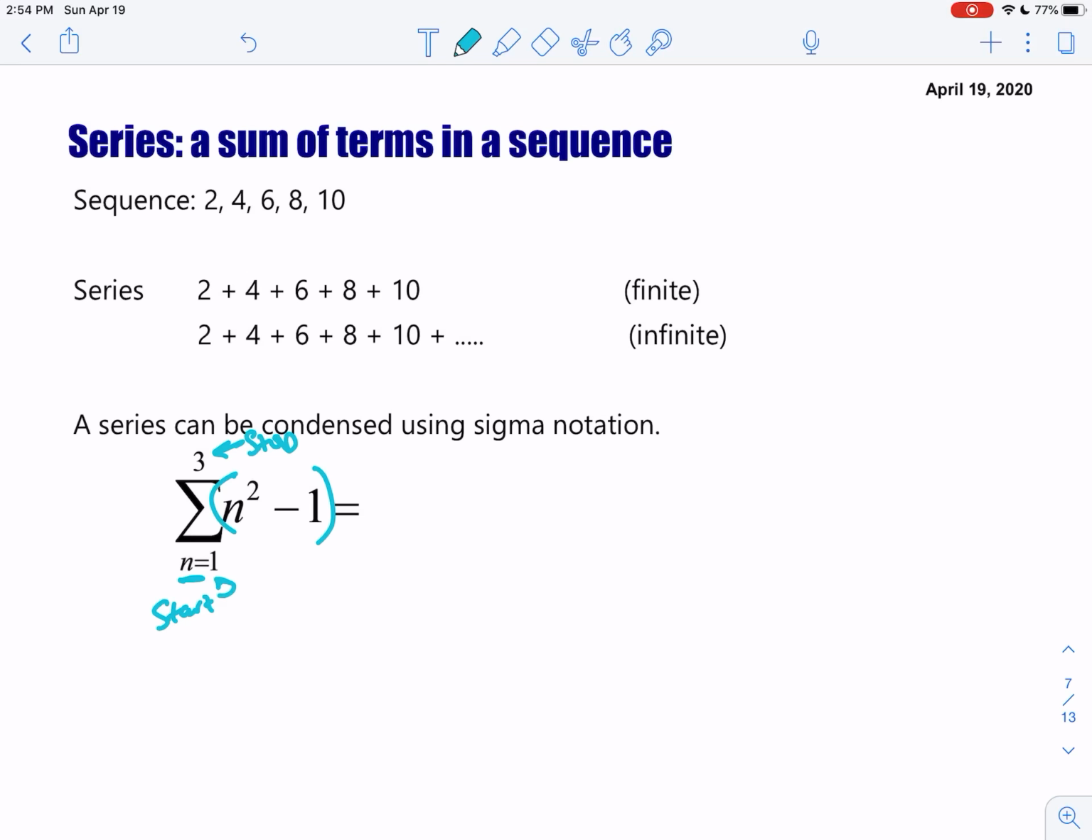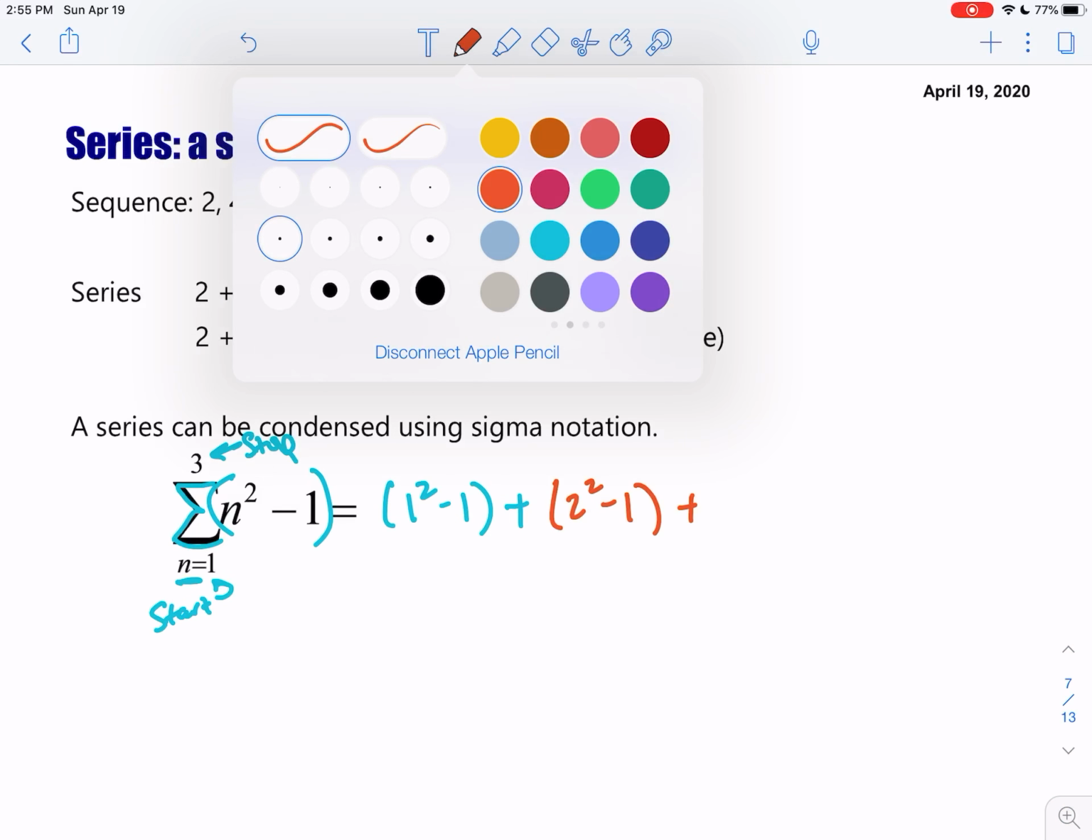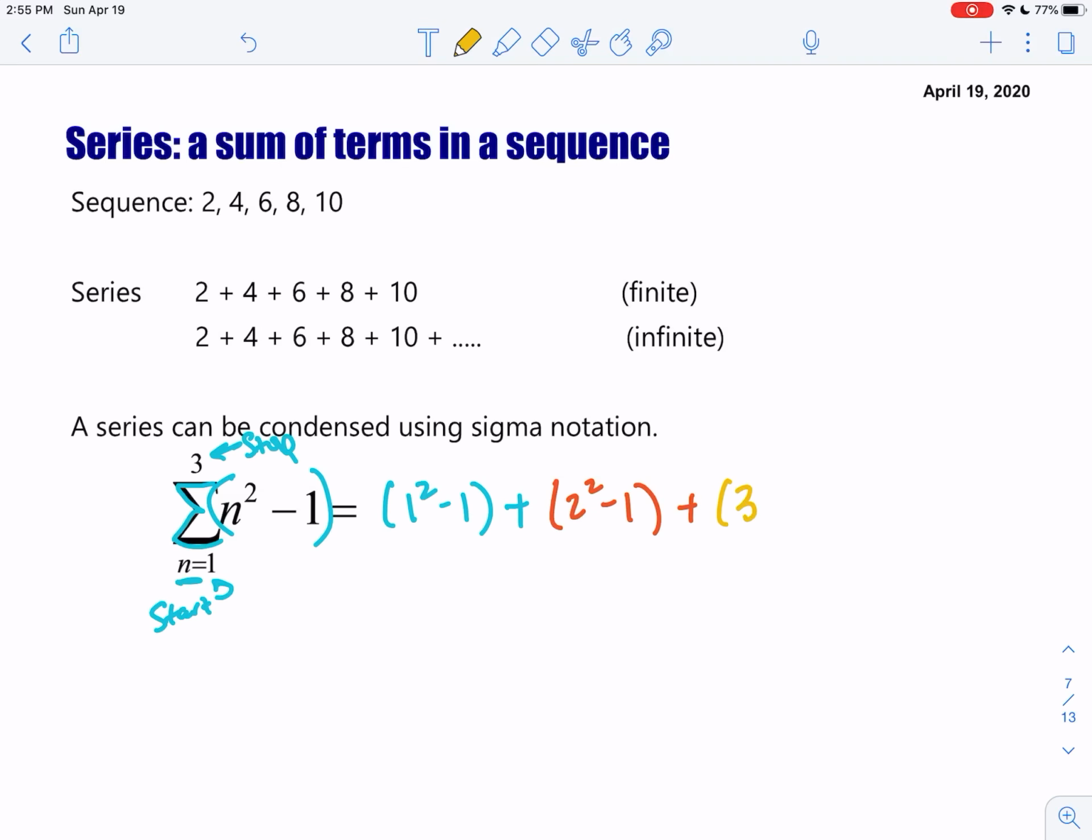All right, so if I plug in 1 for n into what I have in parentheses, I'd have 1 squared minus 1, right? Let's write that. Then plus, I'm summing, this is the Greek letter sigma for sum. Now I'm going to plug in 2 for all my n's, so I would have 2 squared minus 1. Plus, now I'm going to plug in 3 for all my n's, so 3 squared minus 1. And I would stop there, because I'm stopping at 3. So I plugged in 1, 2, and 3 into n, and then we can just simplify. 1 squared minus 1 is 0, plus 3, plus 8. So I'm getting 11.